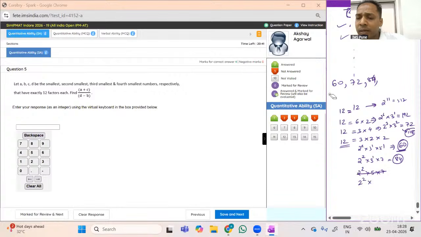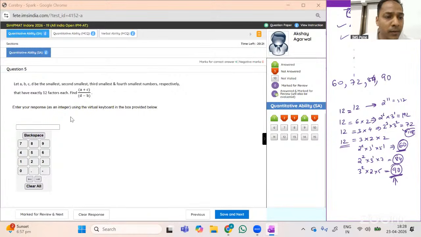Acha, or could I have done it this way? 3 square into 2 into 7. 3 square into 2 into 5. So 2 into 5, 10. 10 into 3 square is 9. This would give me 90. So 108, before 108, I am getting a number which is smaller. I'm taking 3 square into 2 into 5. So yes, these are the four numbers. I think these are the smallest four numbers which have exactly 12 factors.